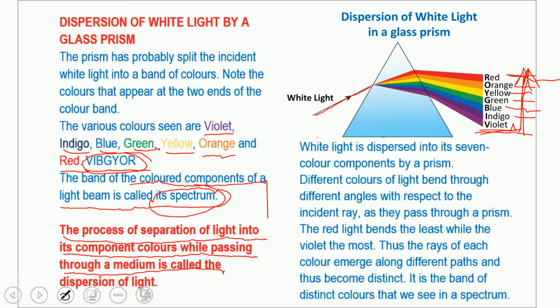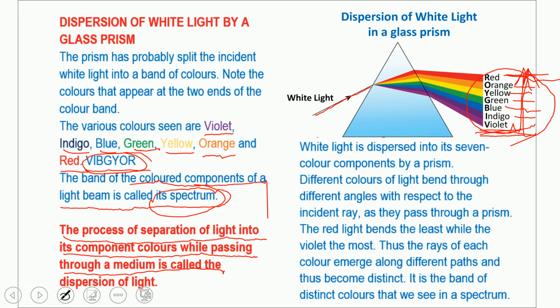So when white light passes through a prism, what is forming? It is divided into different colors. Which are those colors? That is VIBGYOR: violet, indigo, blue, green, yellow, orange, and red. Now here you have to understand why violet is in the bottom and red is on top. It is a very important aspect in this lesson.